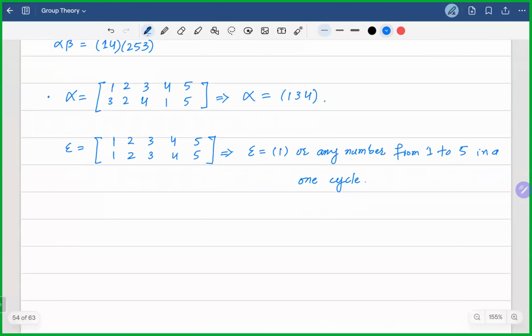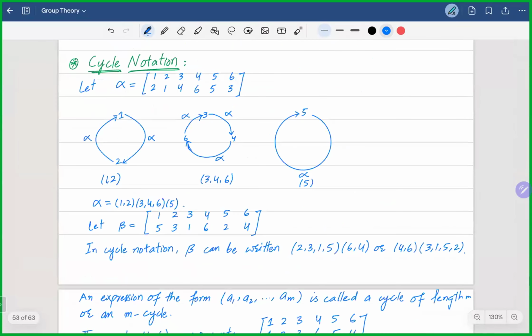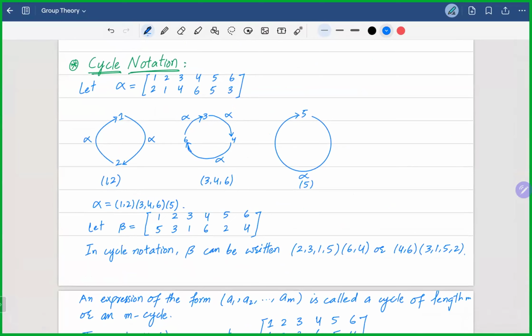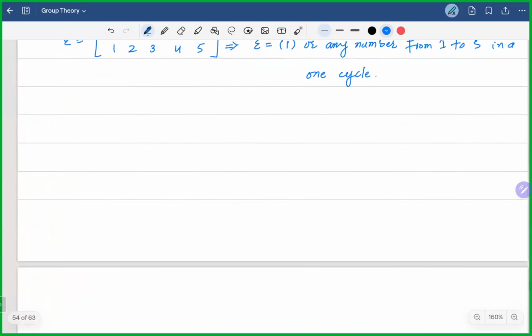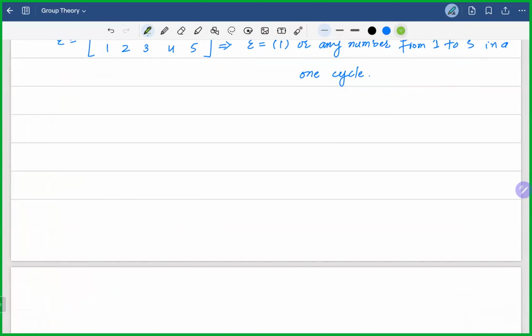Hi. So we were explaining the cycle notation. We have tried to explain it, and now we will move further and try to talk about the properties of permutations. We present them in theorems.